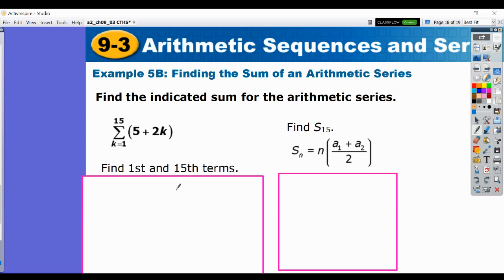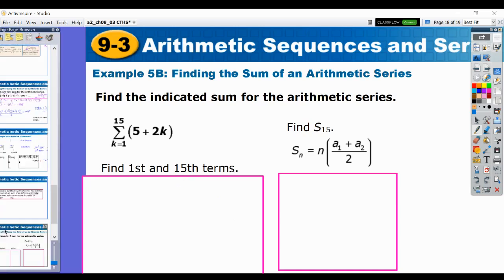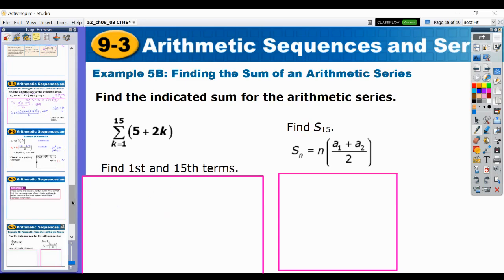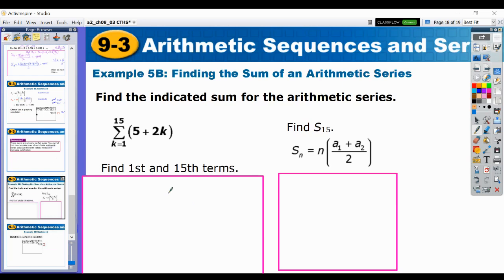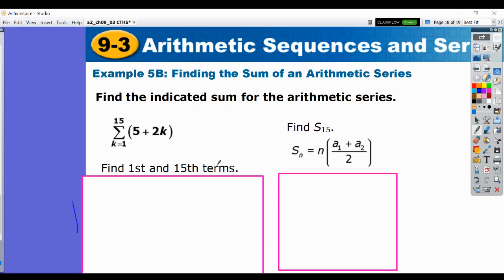So here's a couple more, just in a little bit different notation. Find the indicated sum for the series. So this first one here is in summation notation. And we want to find the first and the 15th term so that we can do the sum if you want to use this formula. If you want to use the other formula, you just need to find the common difference, which is also not really given to us. So either way, we're going to have to do a little bit of work.